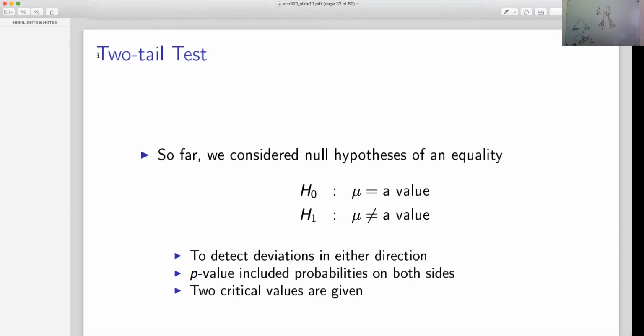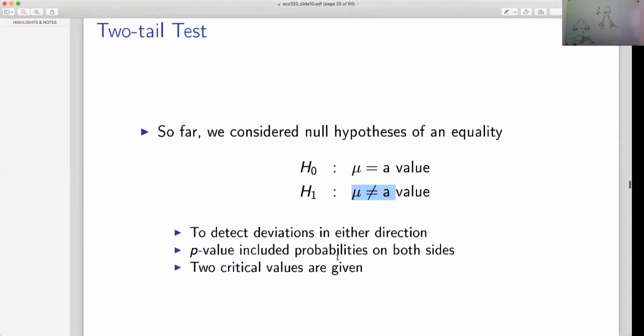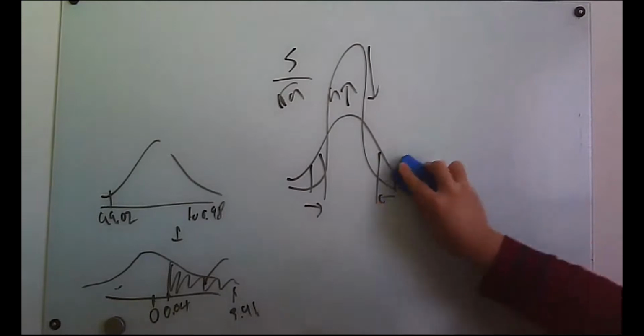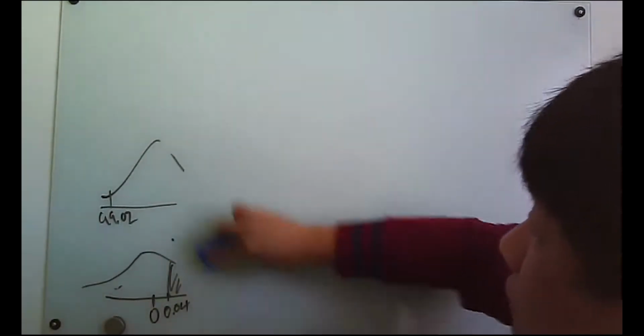So far, we only talk about two-tailed test. That means mu is not equal 8, right? To detect the deviations in either direction. So p-value included the probability on both sides, because graphically speaking, I explained in the beginning of lecture today. So the idea was when you calculate the p-value, again, by the way, if you didn't hear the lecture, the previous chapter, lecture 9, I explained in detail what is the p-value.